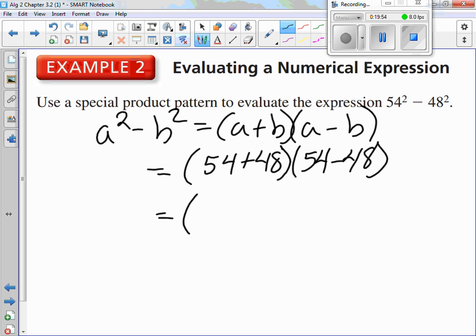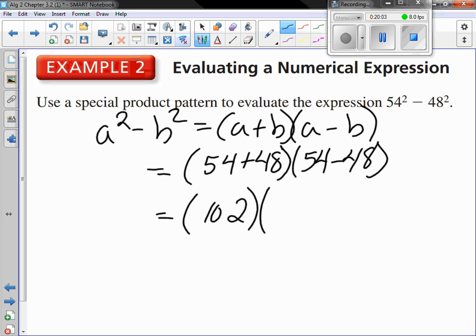Because we can add these two together, which would be 102. 54 minus 48 would be 6. And lastly, we can multiply. 6 times 2 is 12, carry the 1. 6 times 1 would be 6 plus 1. And we should get 612.